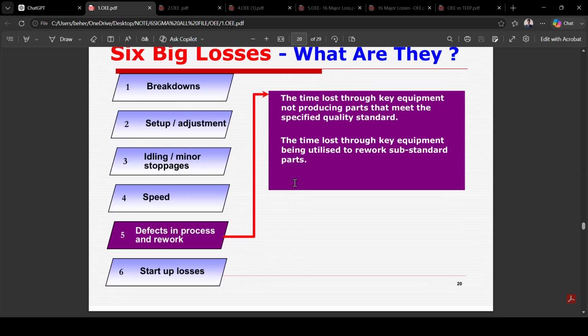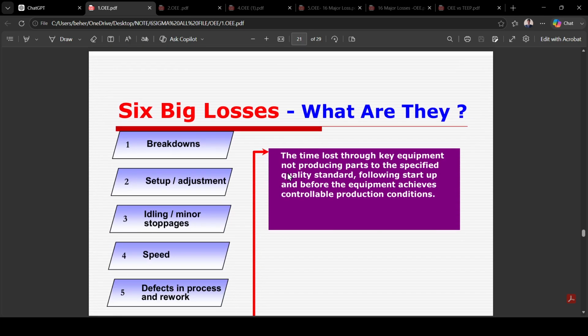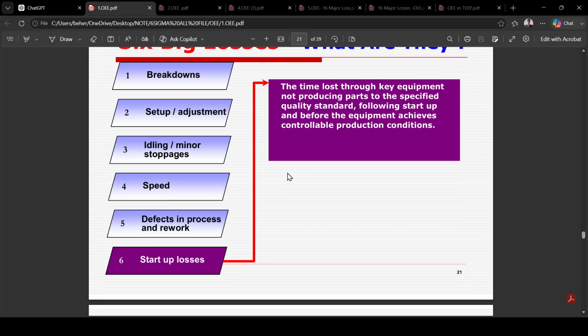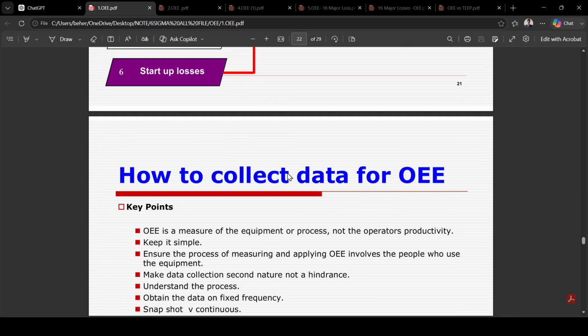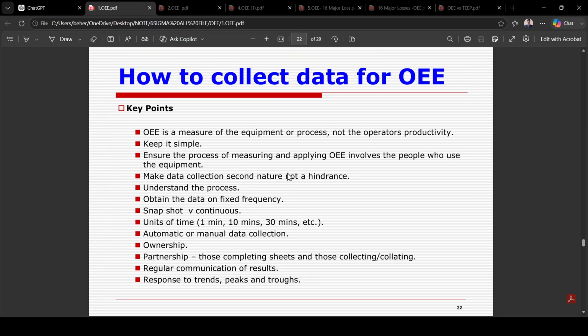Fifth one is defects in the process and rework. The time lost through key equipment not producing parts that meet the specified quality standard, and the time lost through key equipment being utilized to rework substandard parts. Another loss is startup losses: the time lost through key equipment not producing parts to the specified quality standard, following startup and before the equipment achieves controllable production conditions. So how to collect data per week?